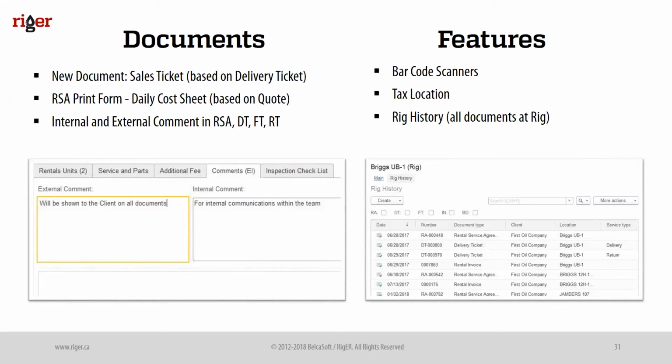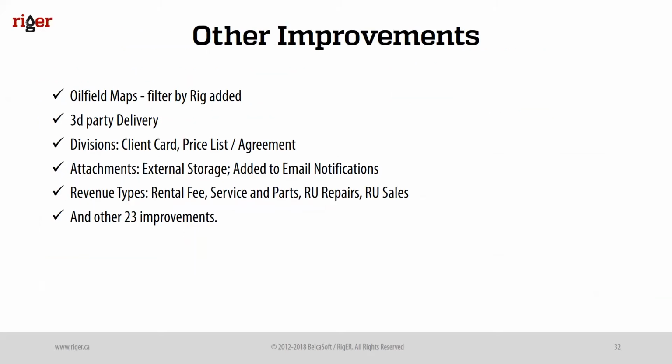Rig history, I already mentioned that. So you're able to see the whole history of documents on a particular rig if you use it in your work, in your jobs. So now you are able to open the rig card and to see the rig history. So all documents with client's locations and the type of the service that you've provided to this client will be shown on one screen.